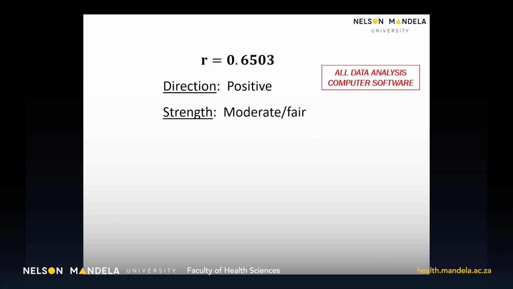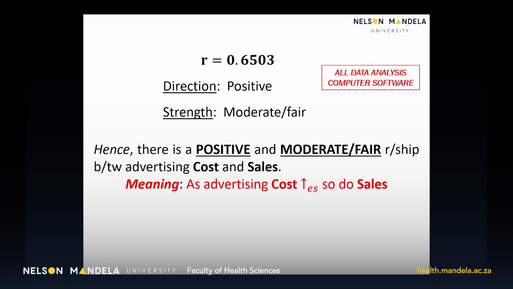So when I do it, the output I'm going to get will be 0.6503. Now it's up to you to interpret what this one means in terms of relationship. So when you do it, like in this case, because I don't see any negative, it's a positive correlation. And then it's far away from 0, but also not close to 1. So I would say maybe fair or moderate. So if I see this number, I can interpret it as a positive and fair relationship or association between the advertising cost and sales. So meaning, as my cost is going up, so is my sale.